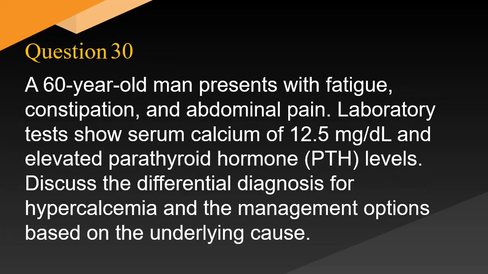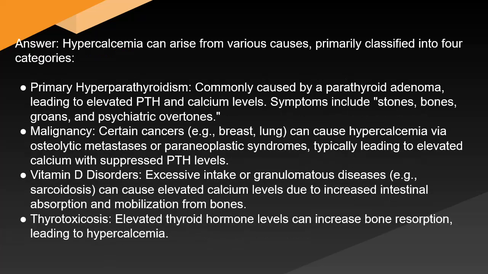A 60-year-old man presents with fatigue, constipation, and abdominal pain. Laboratory tests show serum calcium of 12.5 mg/dL and elevated parathyroid hormone (PTH) levels. Discuss the differential diagnosis for hypercalcemia and the management options based on the underlying cause. Answer: hypercalcemia can arise from various causes, primarily classified into 4 categories.